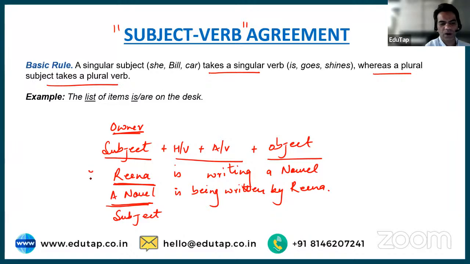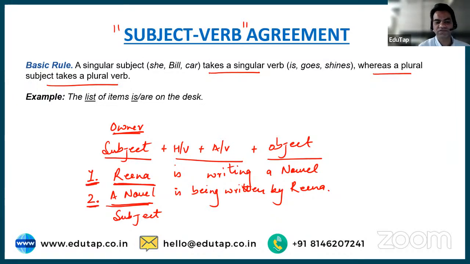So in sentence number one, the sentence was basically formed for Reena. Reena was writing a novel, so Reena is writing a novel, so we have made the sentence for Reena. So Reena is the subject. And in the second sentence, although the action is done by Reena, the subject is not Reena, the subject is the novel, right? So subject is the owner of the sentence.